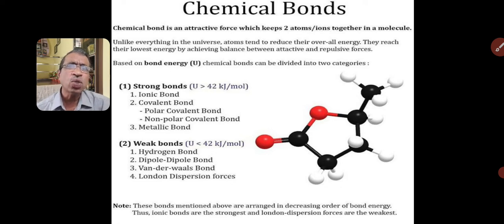The question arises why the above bonds we call strong bonds and why the ones below are the weak bonds. On what basis is the strength of the bond determined? It is determined based on bond energy. If the bond energy is greater than 42 kilojoules per mole, then all these bonds are called stronger bonds. If the bond strength is lesser than 42 kilojoules per mole, then those bonds are called weaker bonds.